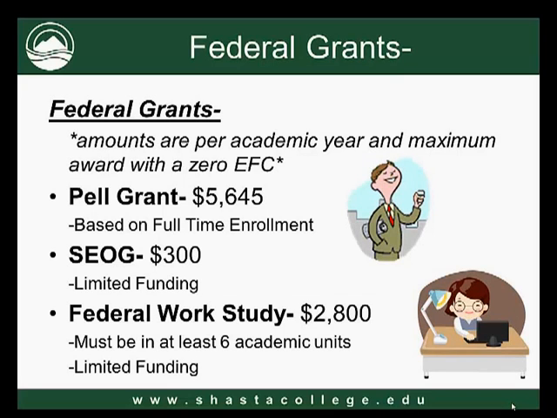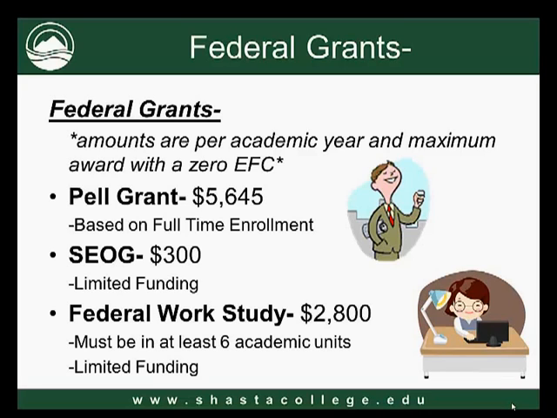The federal grants are as follows: Pell Grant, SEOG, and Federal Work Study. These amounts are disbursed throughout the academic year and are based on a 0 EFC, expected family contribution. The Pell Grant, $5,645, is based on full-time enrollment, which is 12 or more units. SEOG, $300, is limited in funding and you must have a 0 EFC.